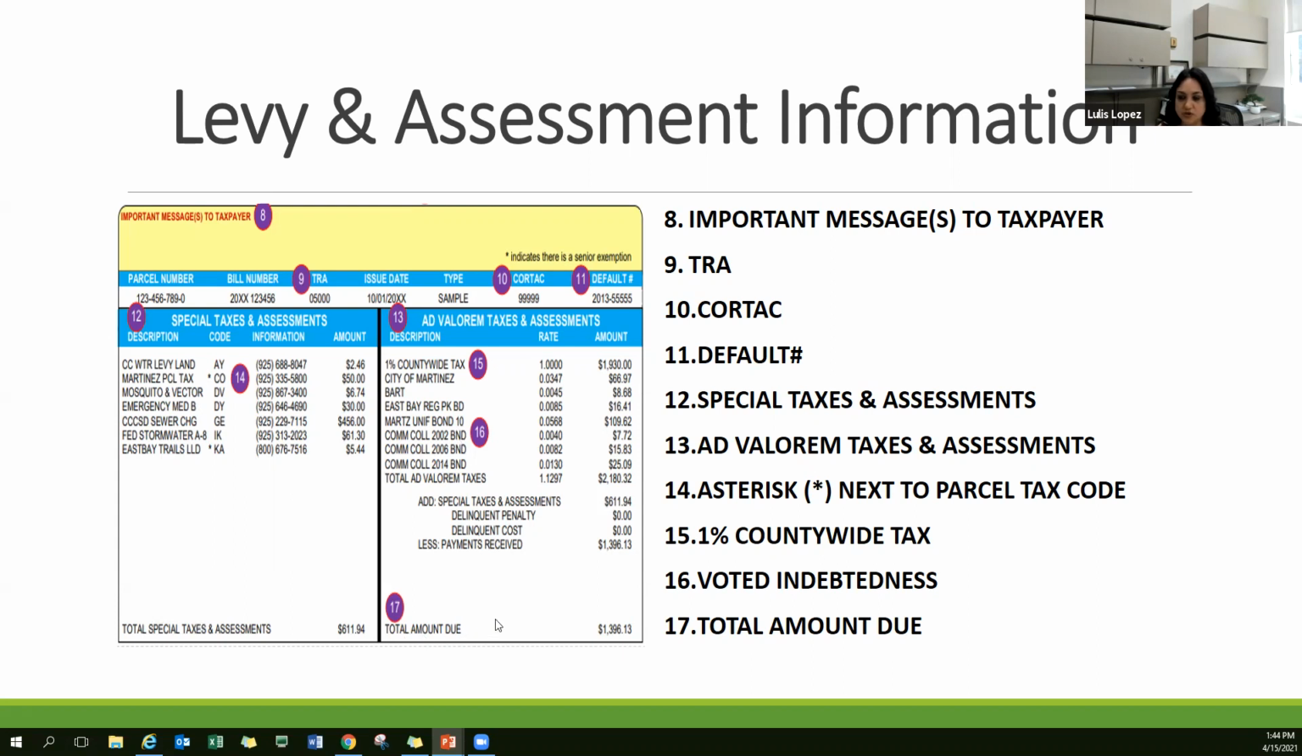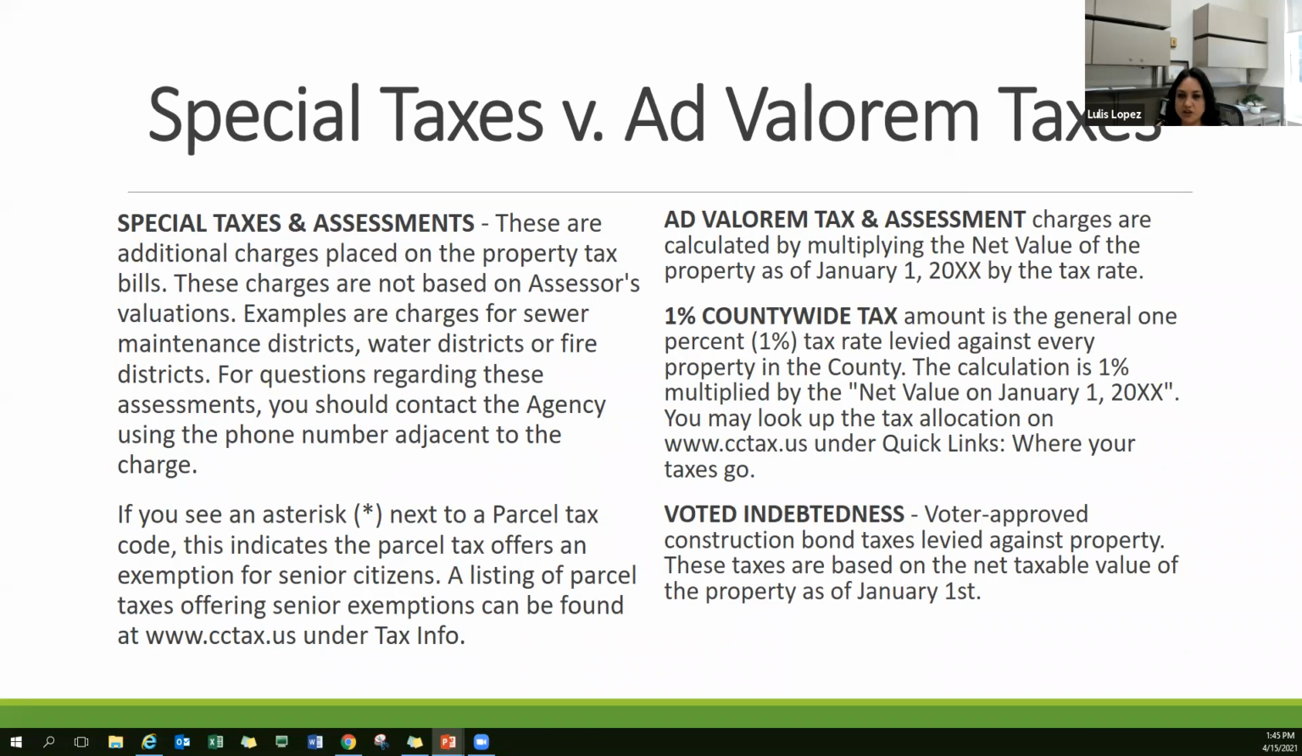So the total amount due is what must be paid in full for that fiscal year. And it's split in 2 installments. We always get questions, well, what are special taxes versus ad valorem taxes? So I've included this additional handout to explain what the special taxes are and what the ad valorem taxes are.